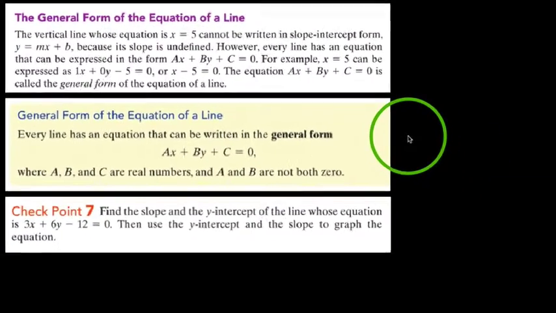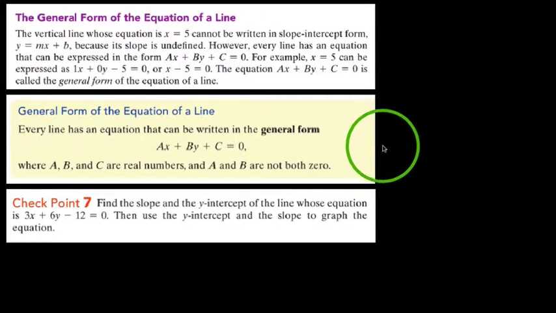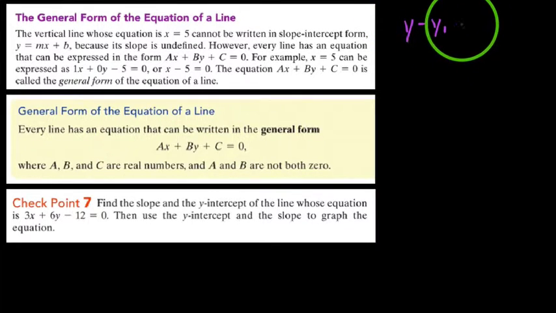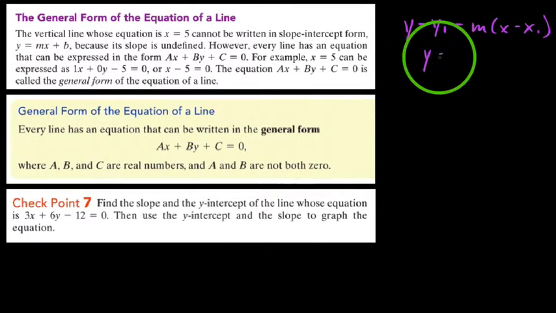Okay, YouTube, this is my last little video on my first module on lines and their graphs, in which we're going to discuss what we refer to as the general form of the equation of a line. Up until now, we've talked about point-slope form, y minus y1 equals m times x minus x1. We've also included slope-intercept form.